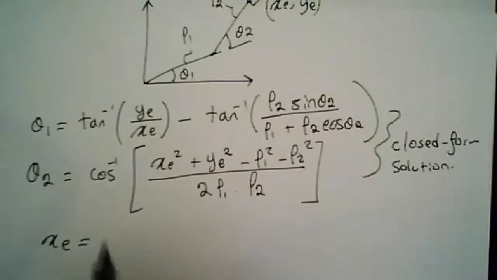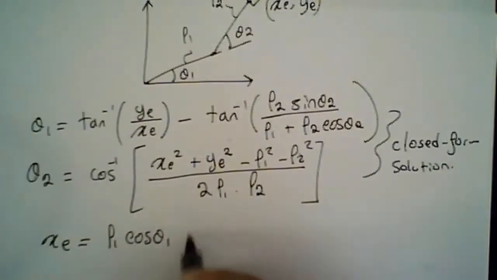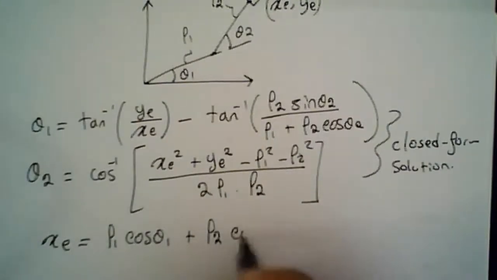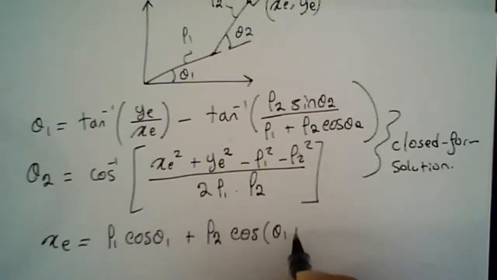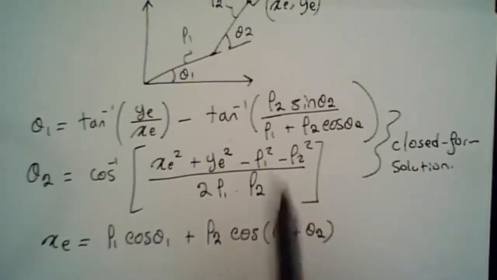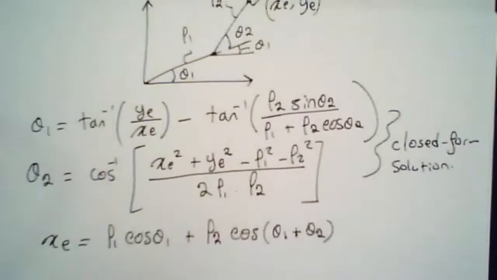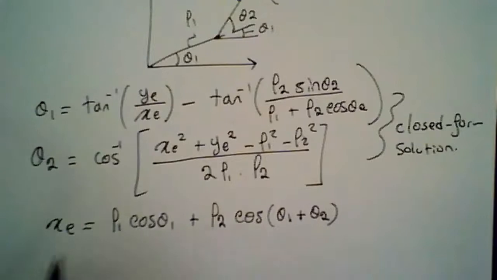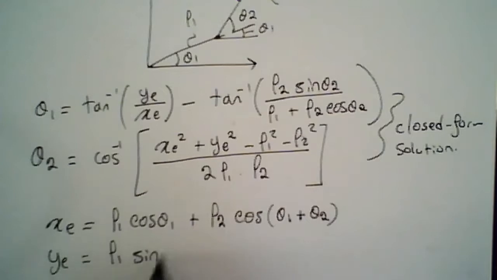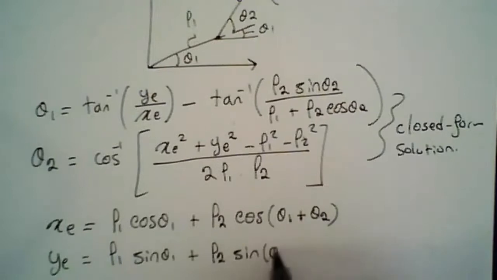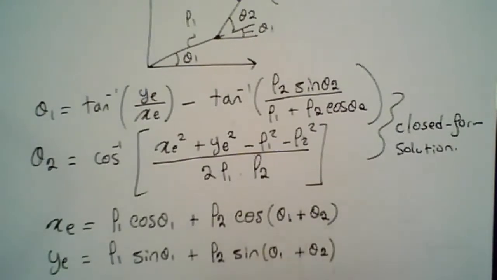So what is xe? In this case, it's going to be L1 cosine theta 1 plus L2 cosine of theta 1 plus theta 2, because we know theta 2 is only relative to theta 1. So if I was basically projecting that, obviously it has to be cosine of theta 1 plus theta 2. And how about ye? Ye is going to be equal to L1 sine theta 1 plus L2 sine of theta 1 plus theta 2.